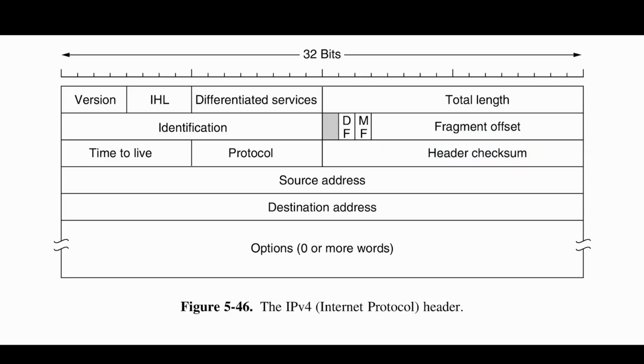Finally, addresses and options. Rows 4 and 5 are the source and destination addresses. These are your standard 32-bit IP addresses. Finally, we have the options field. This is variable length and helps pad the header to a multiple of 4 bytes.